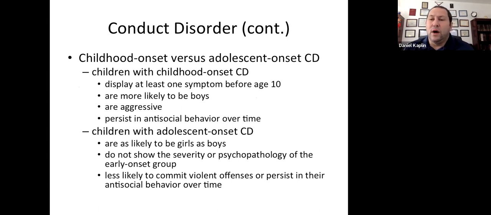Now, we also need to differentiate between child onset conduct disorder versus adolescent onset conduct disorder. So child onset conduct disorder is when you display one or more of these symptoms before the age of 10. In this case, we see that conduct disorder that is childhood onset is more likely to be males or boys. There is a form of physical aggression involved, and we tend to see antisocial behavior persist through time.